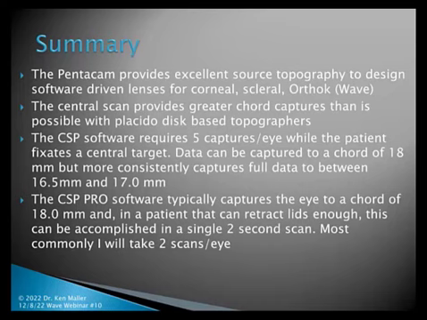Most commonly, what I found, though, is I take 2 scans per eye. Typically on the first scan, I'll pull the upper lid up out of the way and take as much of the center and the upper portion as possible. And then I'll just take the lower lid and pull that down and get the lower one.